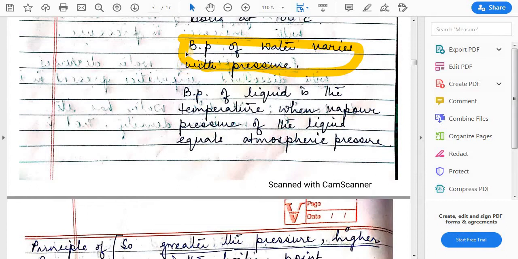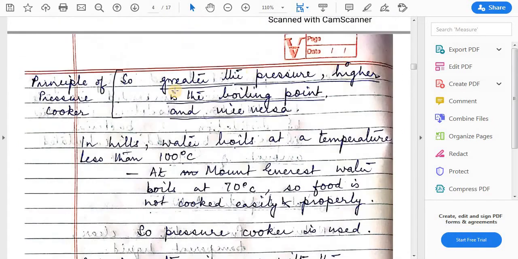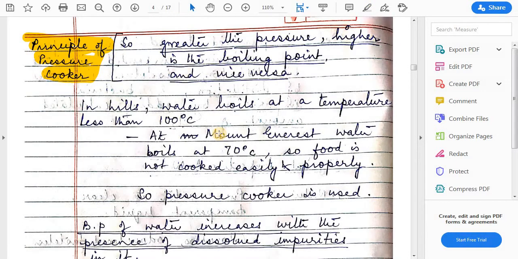So what we have said is that the boiling point of water varies with pressure. The greater the pressure, the higher the boiling point, and vice versa. And this is the principle of the pressure cooker. The greater the pressure, the higher the boiling point.